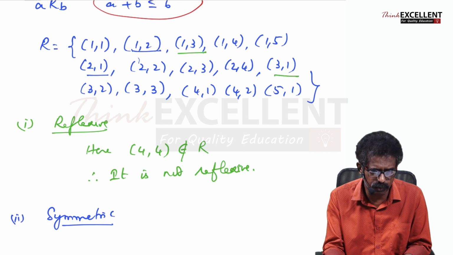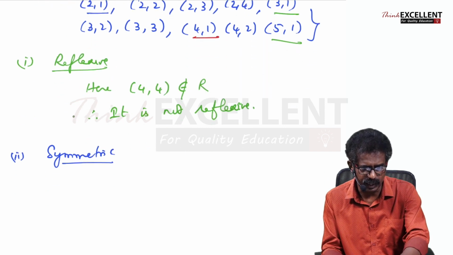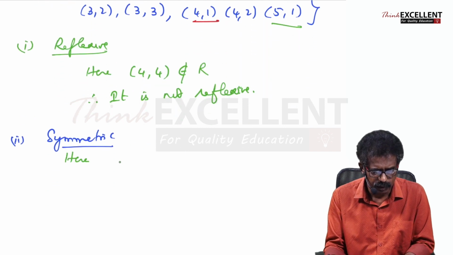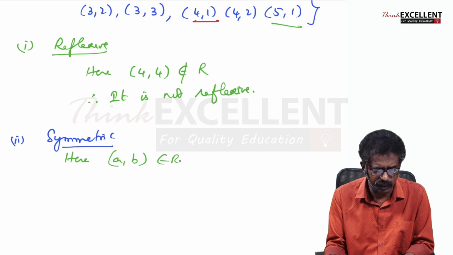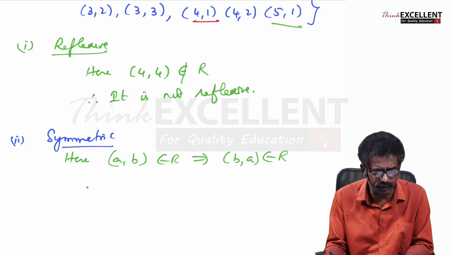1 is related to 4. Then 4 must be related to 1. Yes, it is there. Then 1 is related to 5. Then 5 must be related to 1. Yes, it is there. So I think everything satisfies, right? So here A related to B, A comma B belongs to R, implies B is related to A, B comma A also belongs to R. Therefore, it is symmetric.